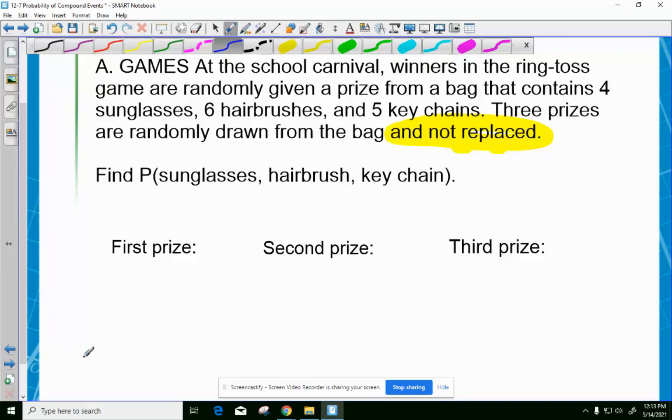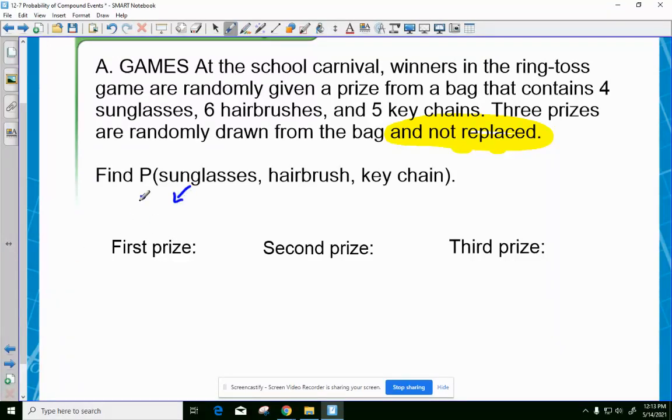I don't agree that it's one. How many sunglasses are in the 4 out of 15? So in terms of the sunglasses, there's a 4 out of 15 chance that that's the first thing taken. Now, what are the chances that we get a hairbrush? 6 out of 14. Because why? No, 4, because sunglasses. He's asking hairbrush.